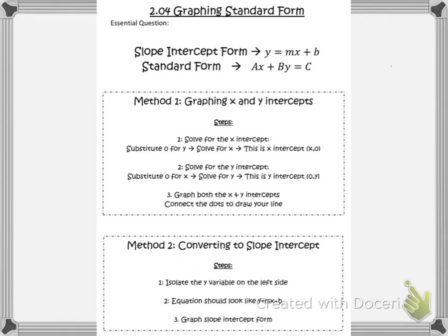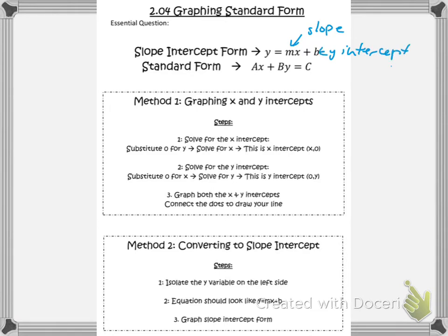So we're going to start off by reviewing slope-intercept. We have y equals mx plus b. And don't forget, our m is our slope and our b is going to be our y-intercept. Just a quick little reminder.